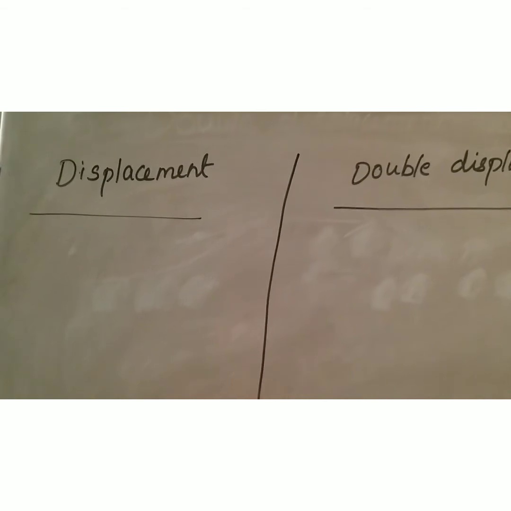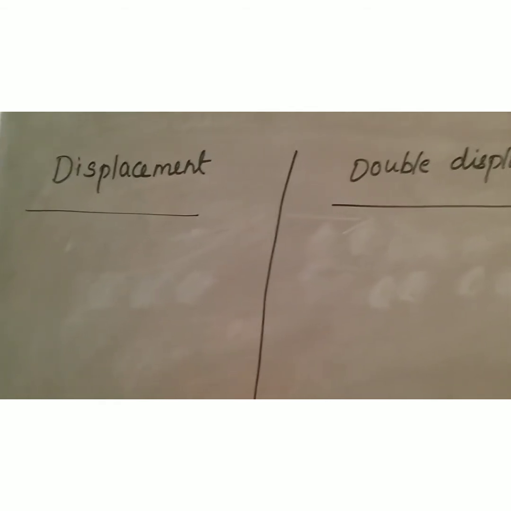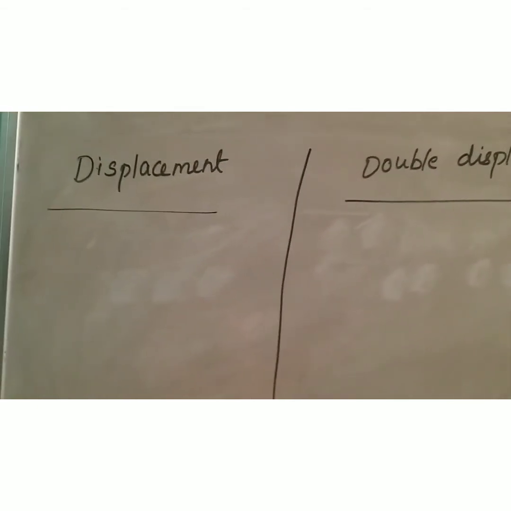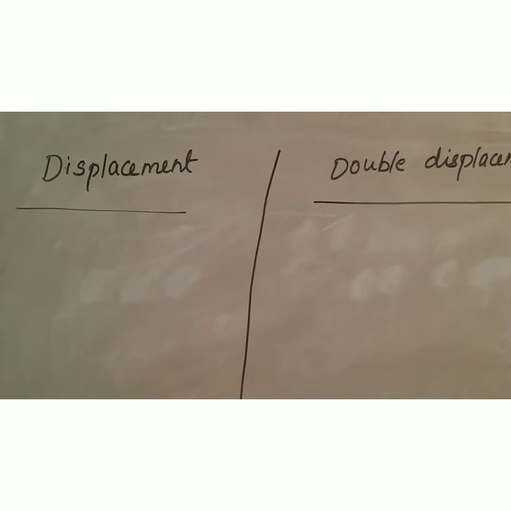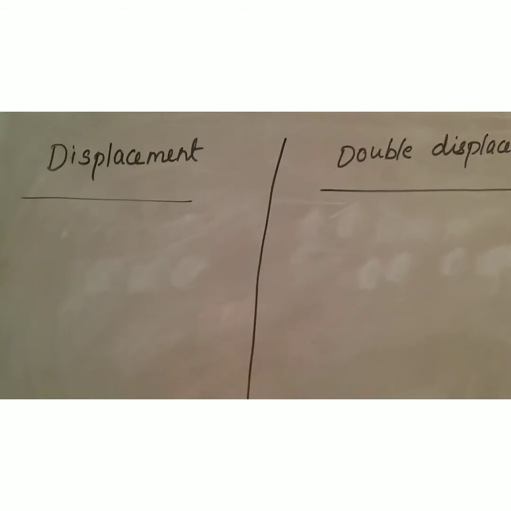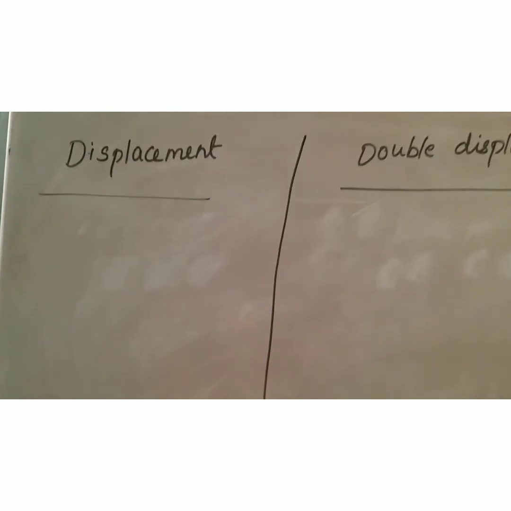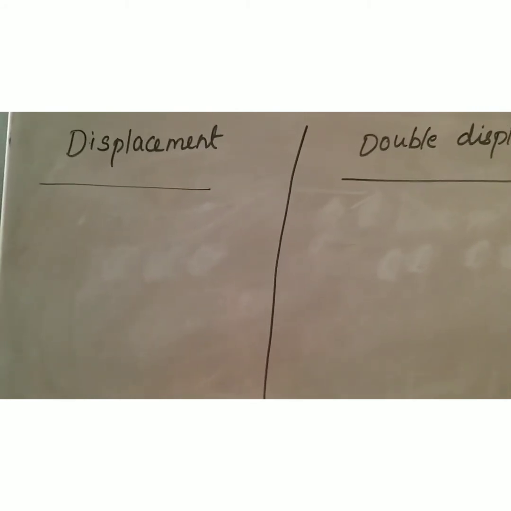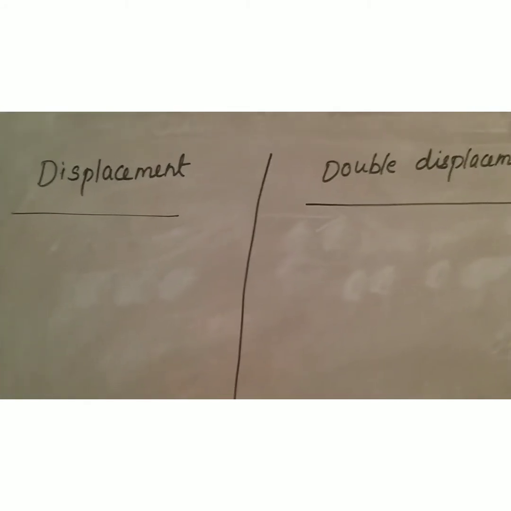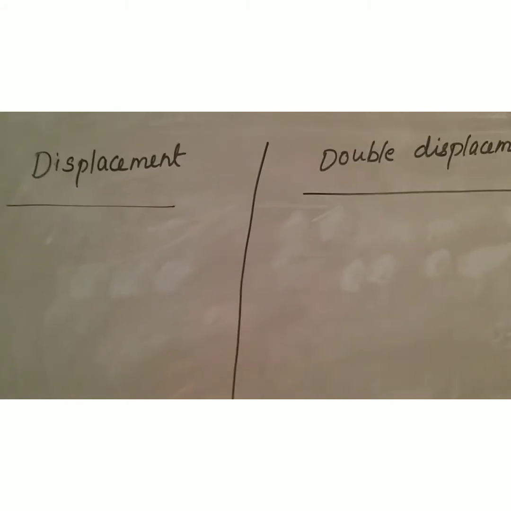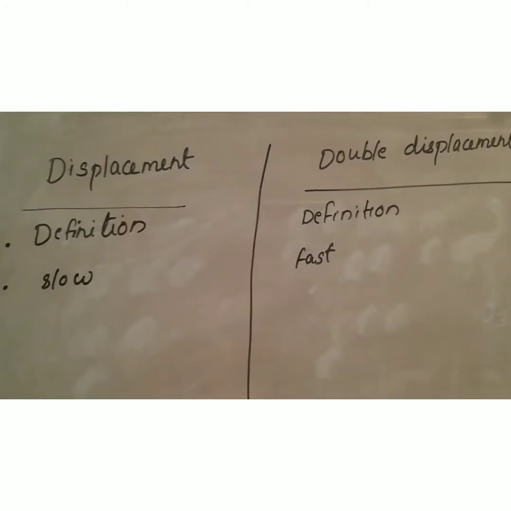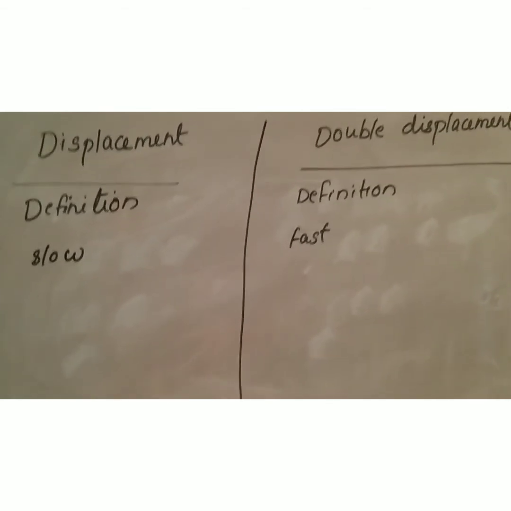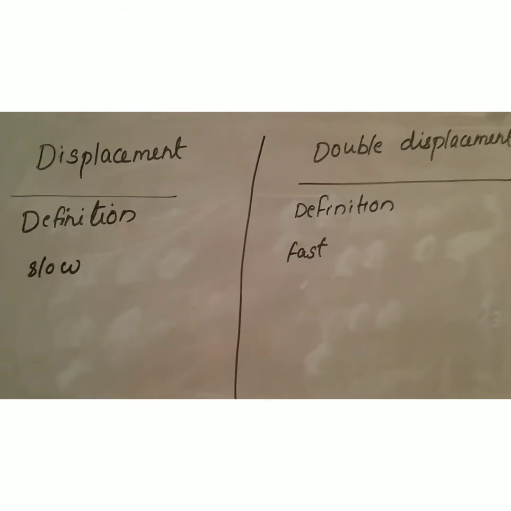Then, how can we differentiate displacement reaction and double displacement reaction? Can you give the differences of displacement reaction and double displacement reaction? First point, definition. Displacement reaction: more reactive element displaces less reactive element from its compound. Double displacement: the reaction which takes place by the exchange of ions. Next point, displacement reaction is a slow reaction, but double displacement is a fast reaction.